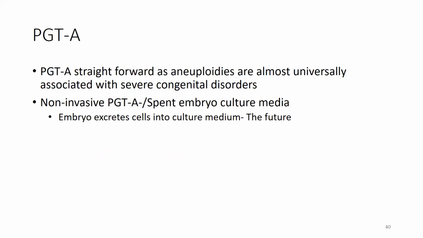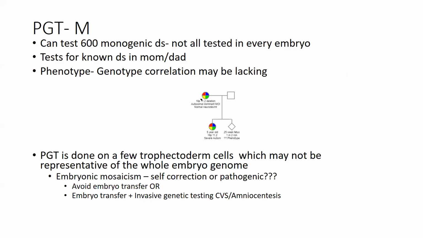When you're looking now at pre-implantation, aneuploidies are good because they have a very high phenotypic to genotypic correlation. So those ones are easy to make decisions on whether to do the transfer or not, right? And now people are exploring, instead of biopsying the embryo, what is called spent embryo culture, because the embryos excrete cells into the culture media, and they are now trying to correlate whether that is giving you predictable and accurate results, so that people may eventually stop doing biopsies of the embryo.